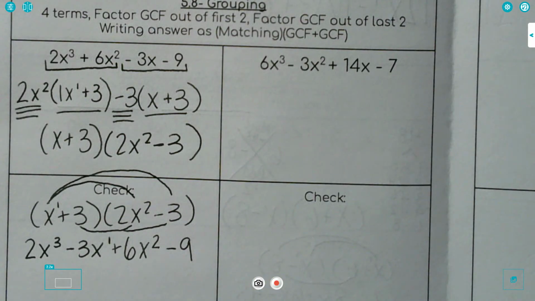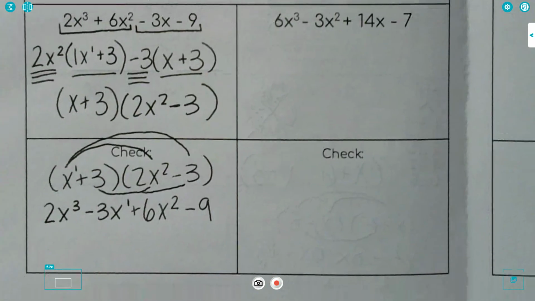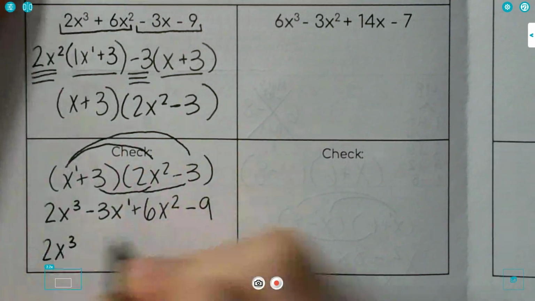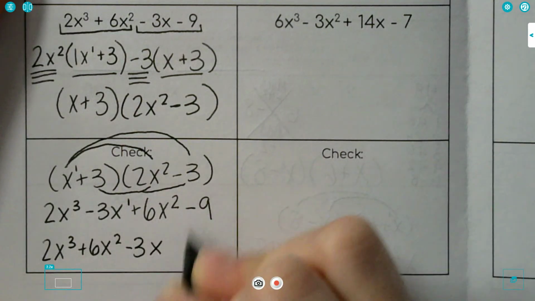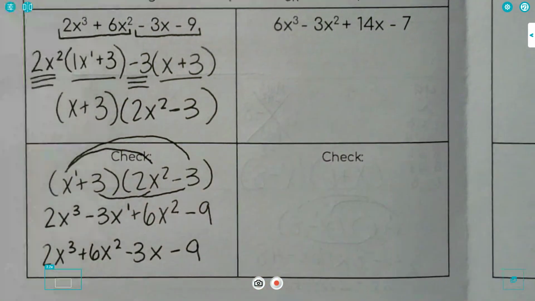Okay. Is there anything that can be combined? Am I done? Read through the answer and see if you... What's up? You have to reorder it. So we want to leave our 2x cubed first, and then we want to put our 6x squared next, and then our minus 3x, and then our minus 9. Because we want it to be in standard form, so we need to just flip-flop those two middle terms. You can't combine them, but you need to flip-flop them.